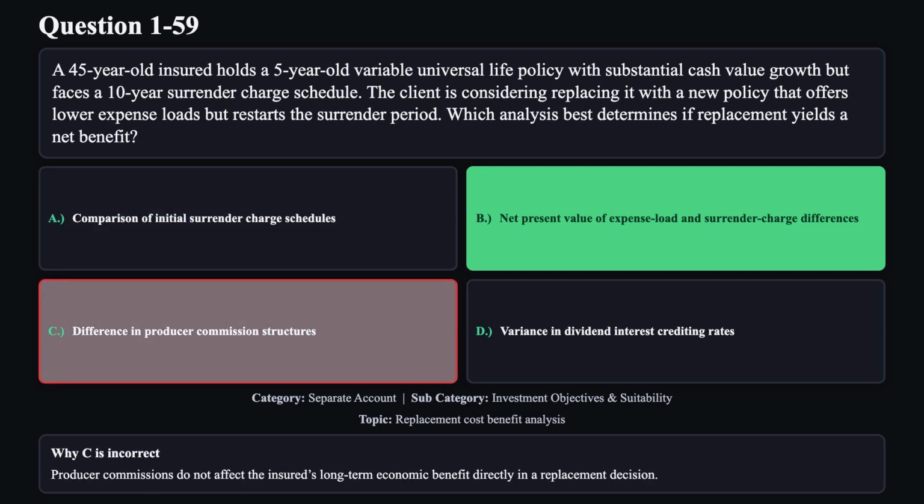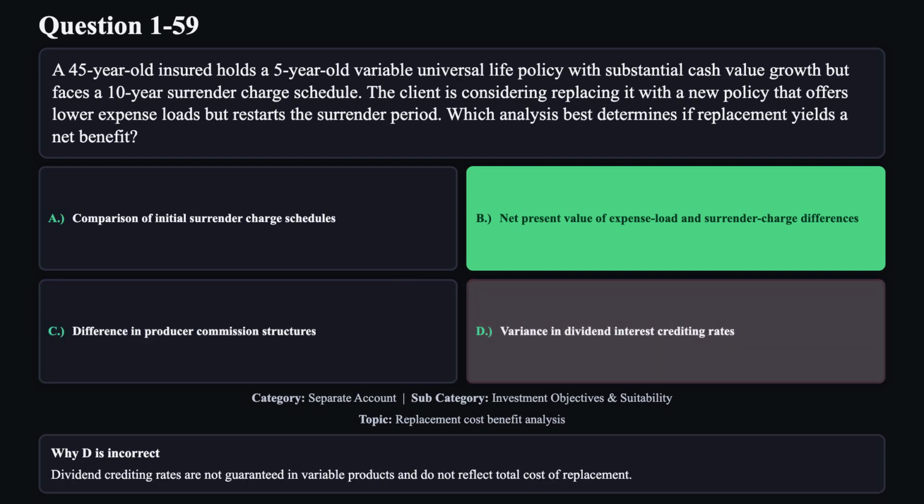Reason C is not correct. Producer commissions do not affect the insured's long-term economic benefit directly in a replacement decision. Reason D is not correct. Dividend crediting rates are not guaranteed in variable products and do not reflect total cost of replacement.